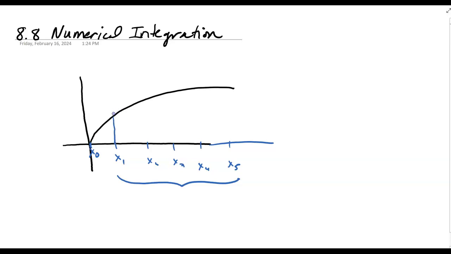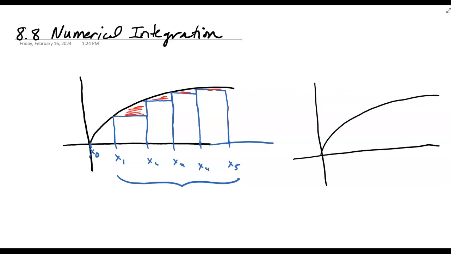I can start at x1 and draw rectangles. And there were different ways we drew the rectangles. We drew them like this. These were called our left-hand Riemann sums because it was the left side of every rectangle that touched the curve. And then you learned the issue was you're going to have all this error, right?